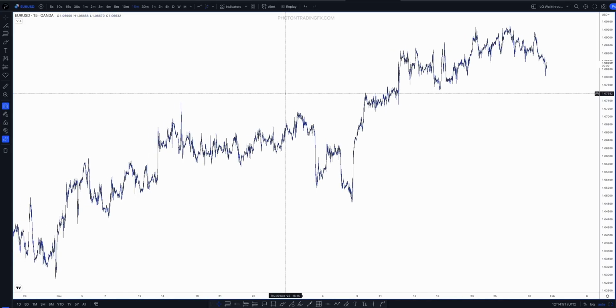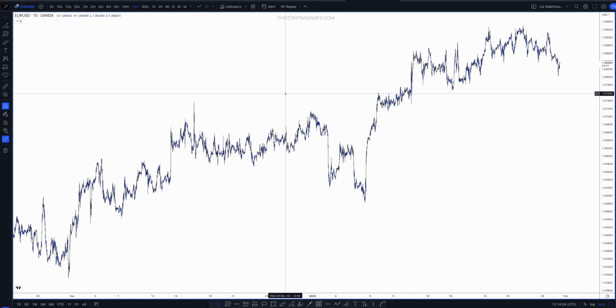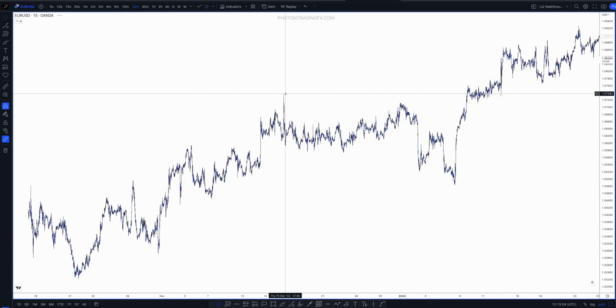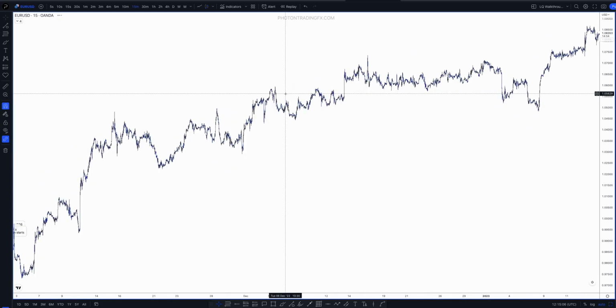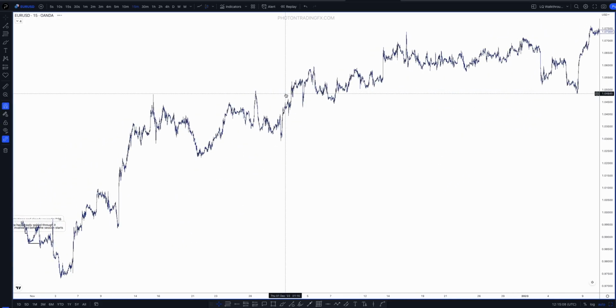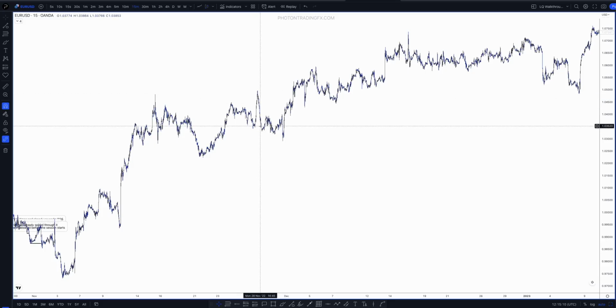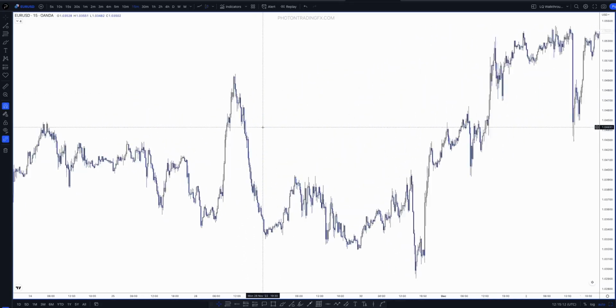So EURUSD here, 15-minute chart, but it really doesn't matter. You can look at any time frame you want: the 7-minute, the 8-minute, the 3-hour chart, the 27-hour chart. Markets are fractal, right? It's all the same thing. Candlesticks are just making sense of that price data. So let's dive into some price action and see what we can see.